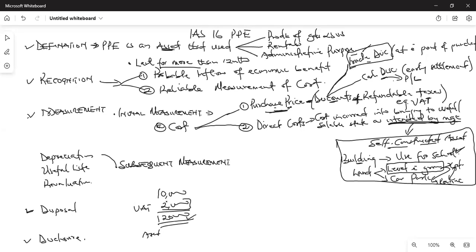But this 2,000, I cannot go back to GRA and say I'm claiming back the 2,000. Why? Because you have already included it in the cost of the asset for which you are getting capital allowance. If you go and claim this 2,000 back, why should you be allowed to claim capital allowance on something you didn't spend? That's all I'm saying.